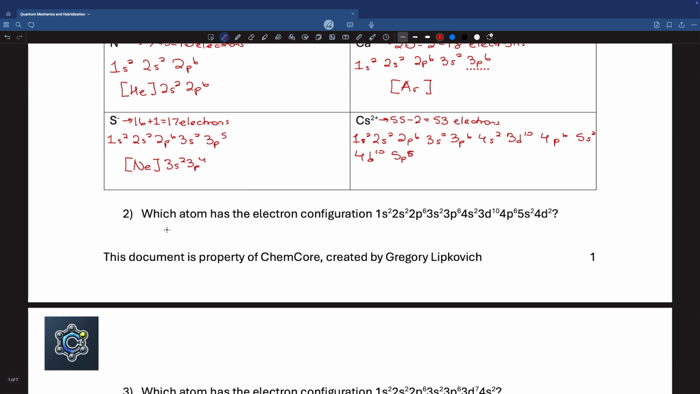The next question is asking which atom has the electron configuration given. And to solve this question, an easy way is just to add up all the electrons. So 2 plus 2 plus 6 plus 2 plus 6 plus 2 plus 10 plus 6 plus 2 plus 2. We end up getting 40 electrons. Which ends up that according to our periodic table, this electron configuration belongs to zirconium, or Zr. So let's just write that out, Zr.